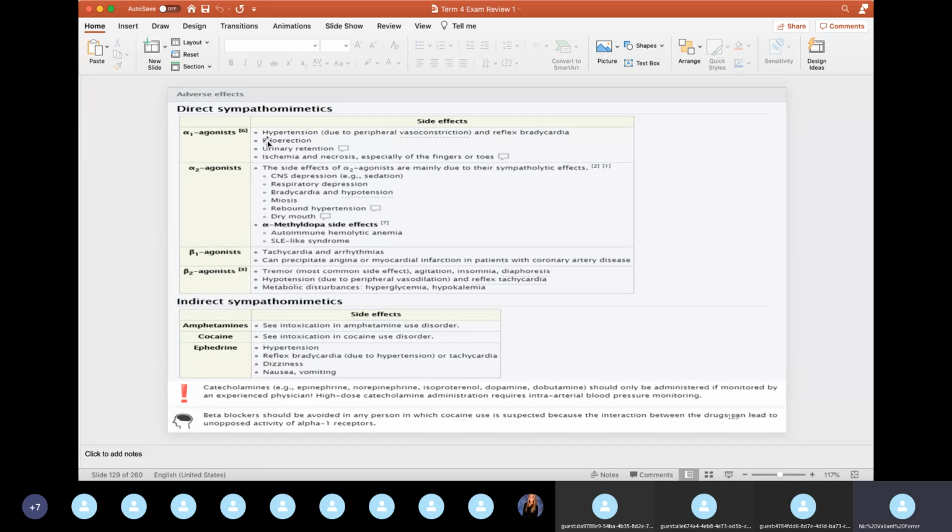We talk about alpha 1 agonist, alpha 2, beta 1, beta 2. Know the side effects. Basically, alpha 1 agonists, you can have hypertension. For alpha 2, you can have respiratory depression, right? Bradycardia, miosis. For beta 1 agonist, tachycardia and arrhythmias. For beta 2 agonists, you can have tremors. That's the most common side effect for beta 2 agonists. For the indirect sympathomimetics, this is from term 2. Don't forget about intoxications of amphetamines, cocaine, and your ephedrines.